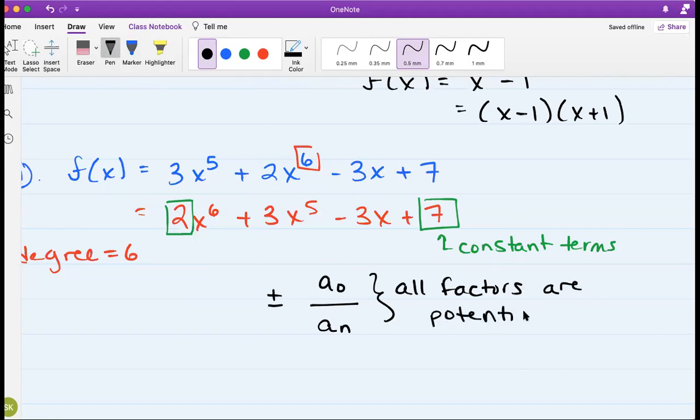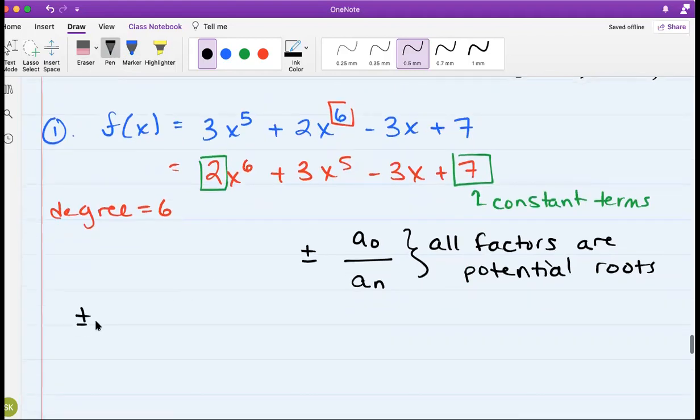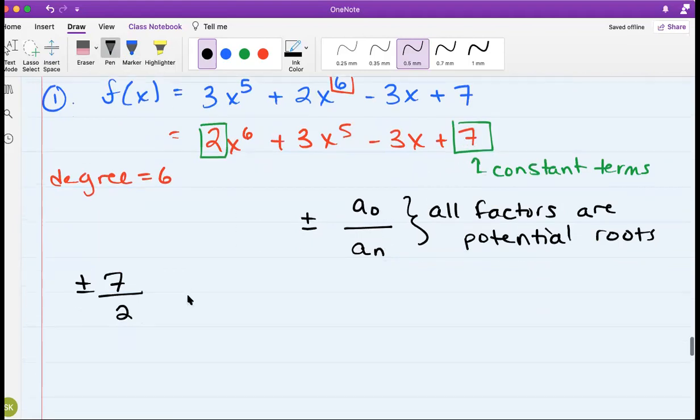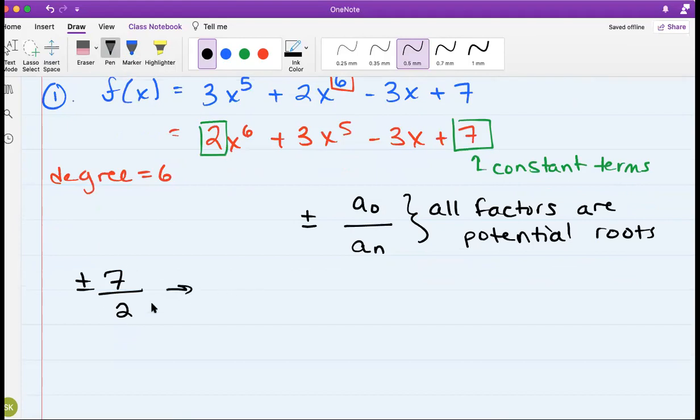So let's find them, and then I'll explain with something that we're more familiar with. So you can see I have 7. So I'm going to put plus minus 7, and then divide by this number here, which is 2. Remember, this is a sub n, where n here is 6, and this is the constant term, which we're putting here. So all my potential rational roots are going to be factors of 7, which is 1 and 7, over factors of 2, which is 1 and 2, with a plus minus. So I can do 1 over 1, which is just 1.